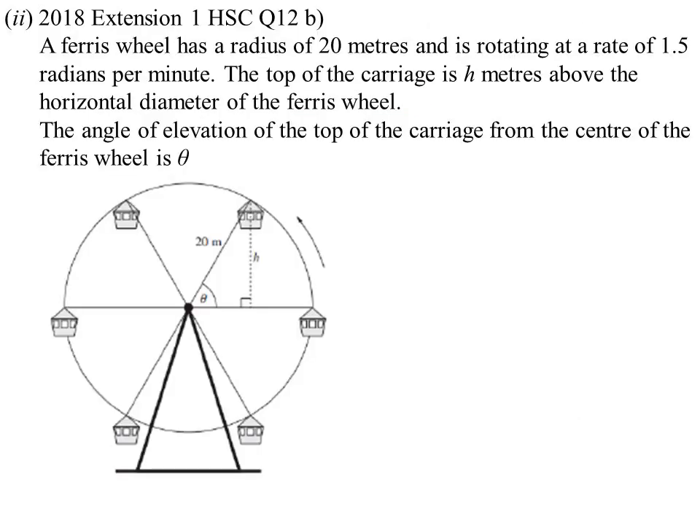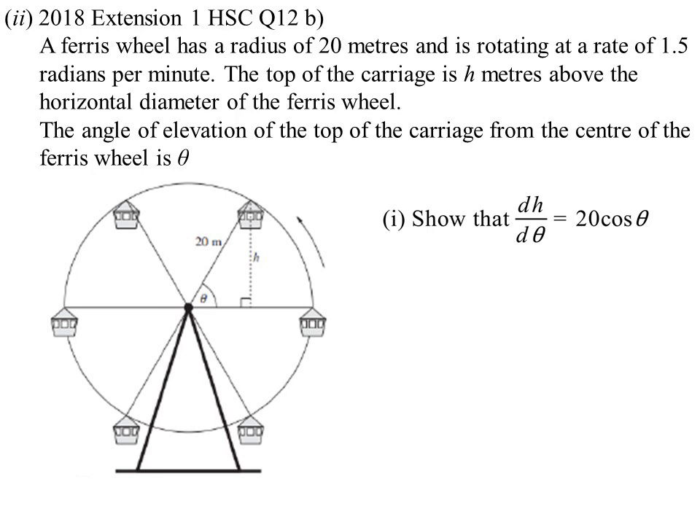Ferris wheel, radius 20 meters, rotating at a rate of 1.5 radians per minute. Remember, whenever we're using calculus with trig, radians is the measure we need to use to make it work. So they were nice to us and actually gave us the rate in radians per minute rather than degrees per minute, so we should be okay. The angle of elevation at the top of the carriage is theta. Okay, and they've got that in our diagram.